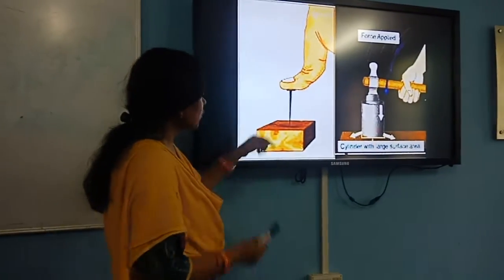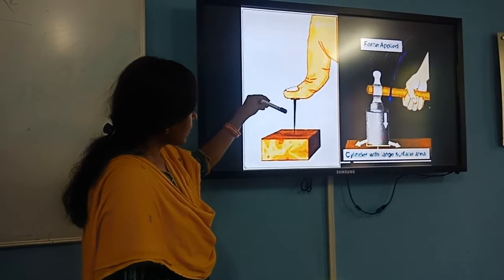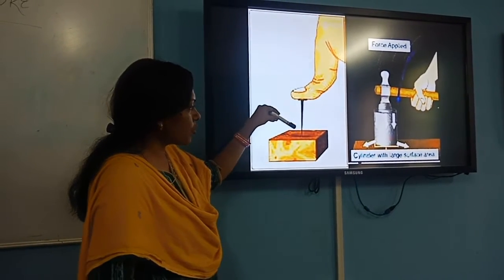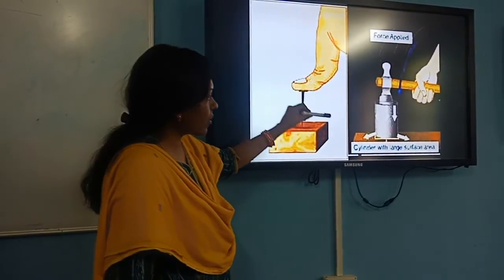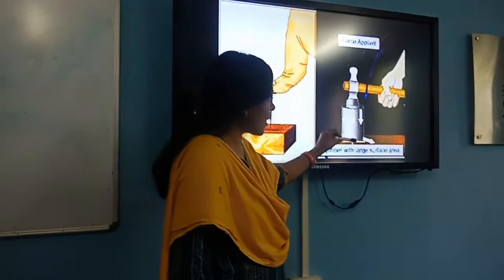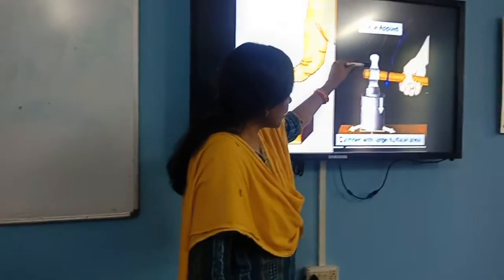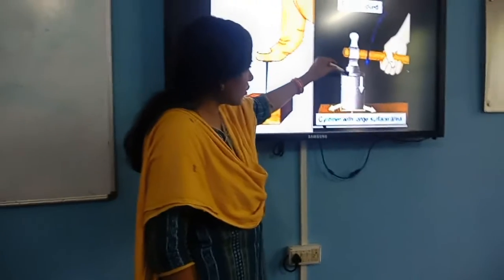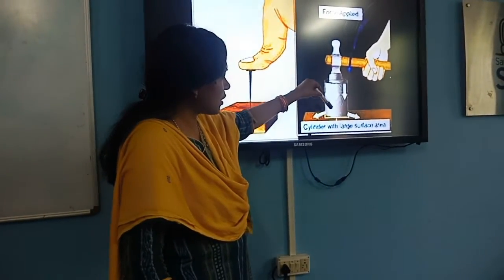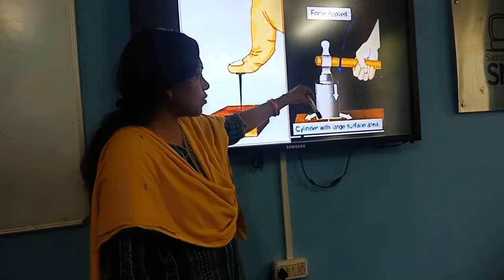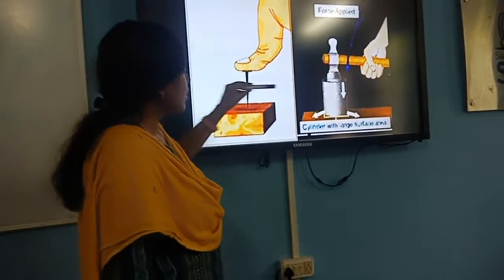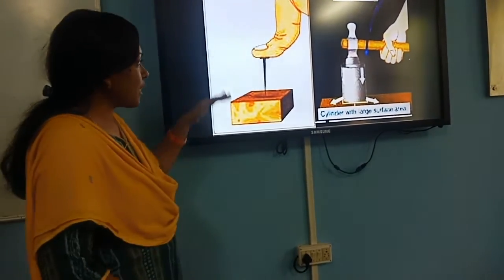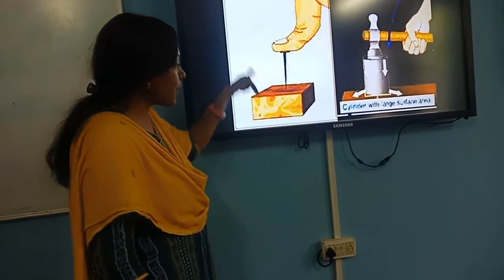Here see, when we push the pin, its sharp end is on the wooden block, so it pushes into the wooden block. Here is a cylinder. Its surface area is much more. So when we apply force on this cylinder, its bottom end does not push into the wooden block. It means its surface area is more. So if the area is less, then when we apply the force, its effect is more.